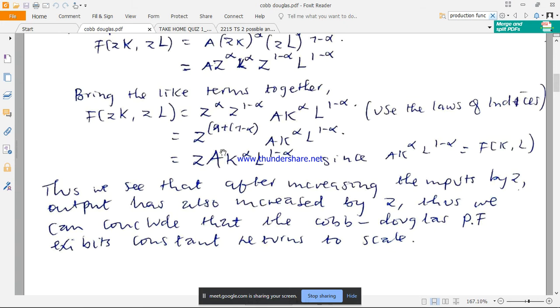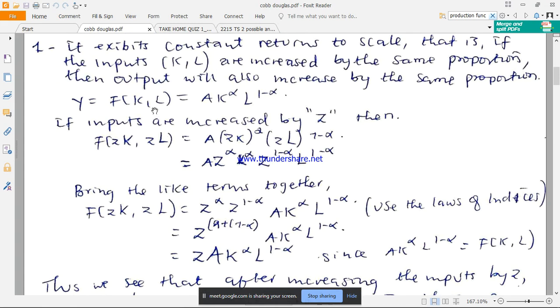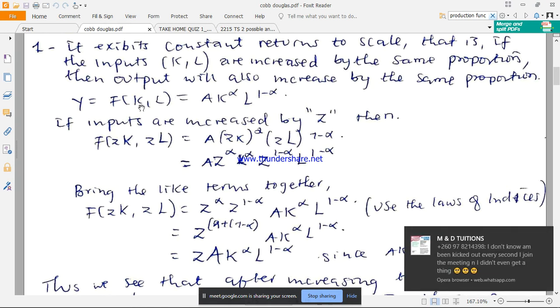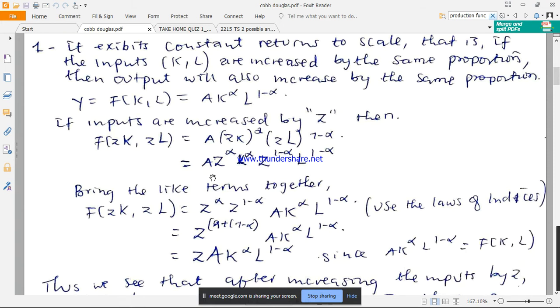Okay, I'll explain what I mean by that. So let's restart. We are saying that if a production function exhibits constant returns to scale, then if we increase inputs by any amount, in this case the amount we're using to increase inputs is Z.